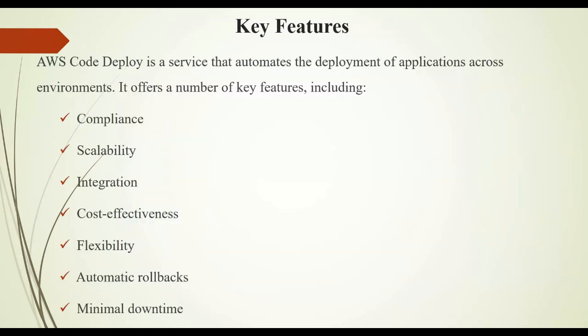The next is key features. AWS CodeDeploy is a service that automates the deployment of applications across environments. It offers a number of key features, including compliance, scalability, integration, cost effectiveness, flexibility, automatic rollback, and minimal downtime. These are the main key features.